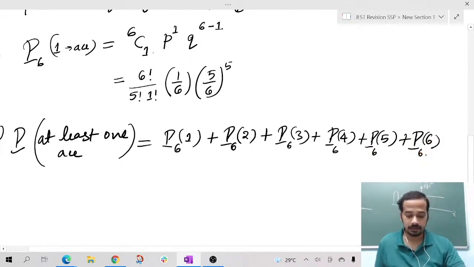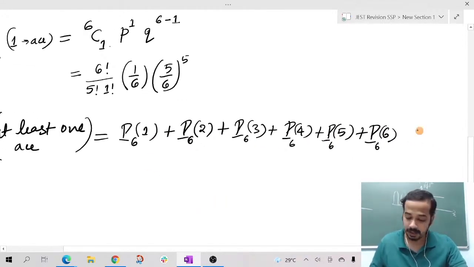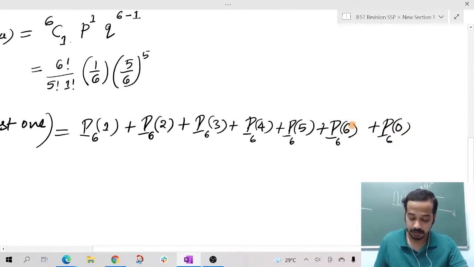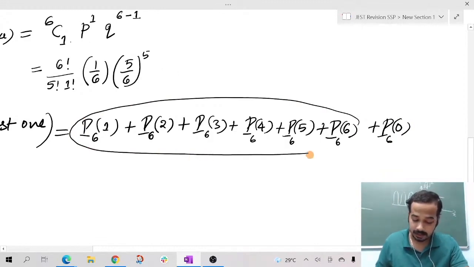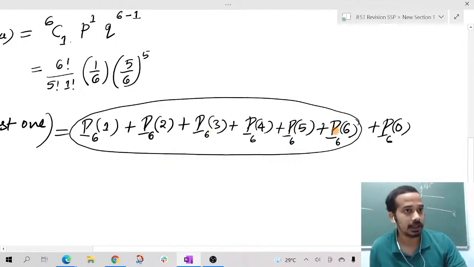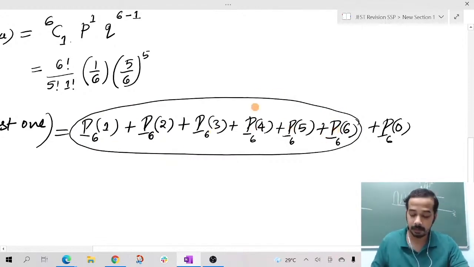After 6 trials, now what is missing here? What I do here is I am going to add probability of getting 0 ace after 6 trials and I'm going to subtract it. Look at here, this is the required probability. At least one ace means getting one ace or two aces or three, four, five or six aces. For this required probability I'm going to add this one and I'm going to subtract this one.